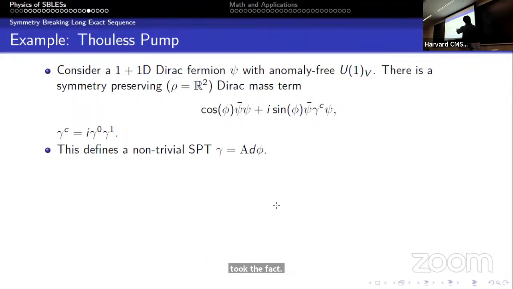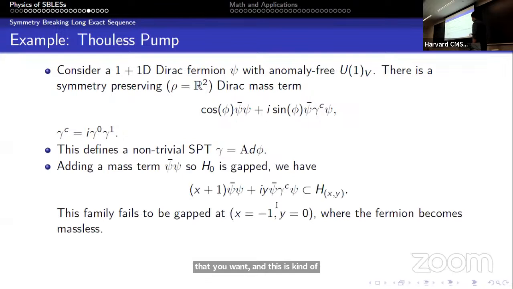Right? Well, for this entire family, every single phi is trivially gapped, but the entire family over S1 actually defines a non-trivial SPT. And I wrote down the, so A here is just the one-form for the U(1) symmetry, and this is kind of the curve distance.